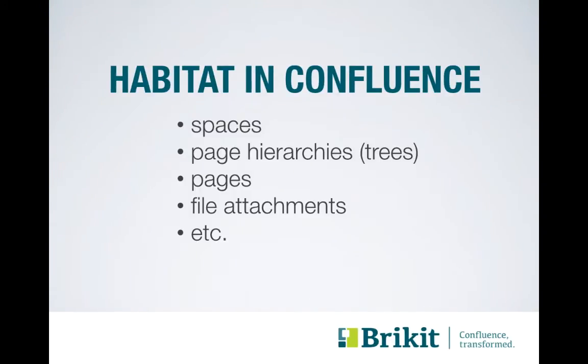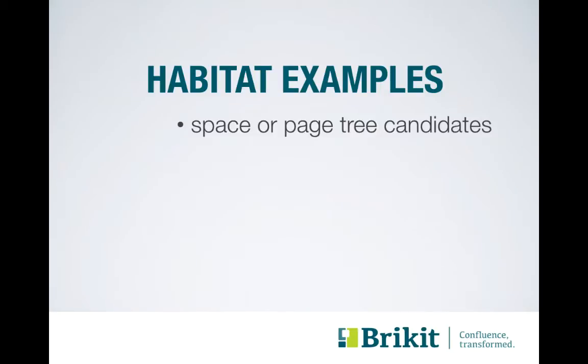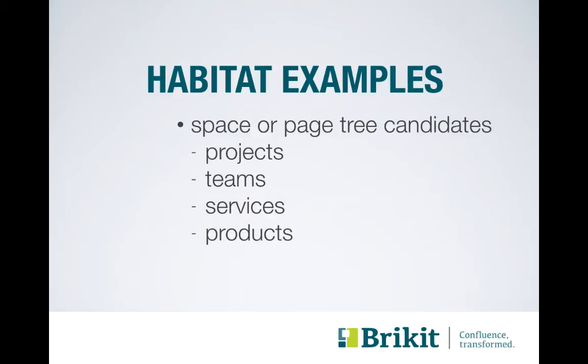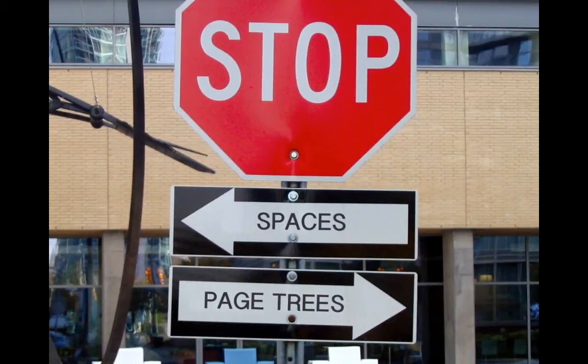Now again, I think you can see where this is going. Habitat is going to map to things like spaces, page hierarchies or trees, pages, file attachments, and so on. A couple of quick examples. If I'm looking for candidates for spaces or page trees, I'm going to be looking at things like projects and teams, services, products, campaigns, that kind of thing. Right? Now wait a minute, I know what you're going to ask. You're going to say, how do you know when to create a space versus a page tree? Well, this is a point that everyone struggles with, and that's because there's no hard and fast rule.